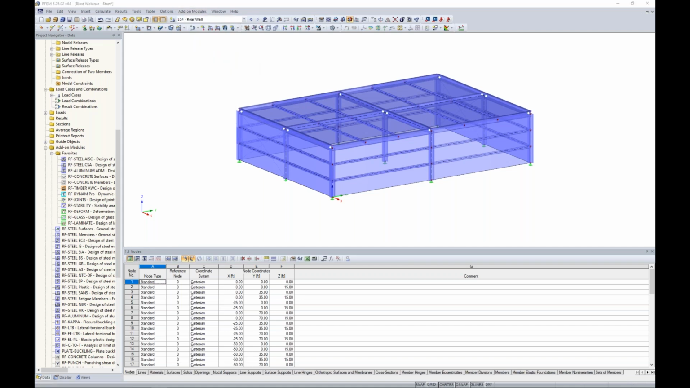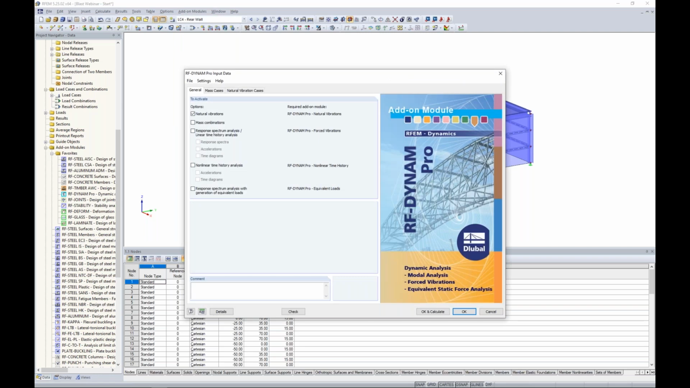So this add-on module is going to be nothing more than just a simple dialog box that pops up. And here are those 4 different dynamic modules that we discussed in the PowerPoint. And you'll notice by default, the first one activated is RF-DYNAM Pro natural vibration. So again, this is a prerequisite. We have to run this natural vibration analysis before we move on to any of the additional add-on modules.